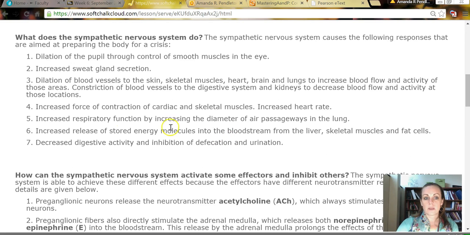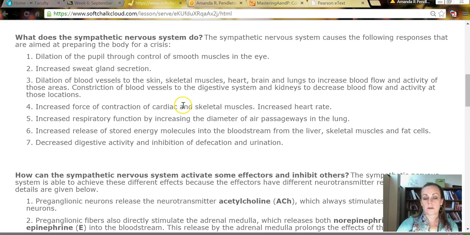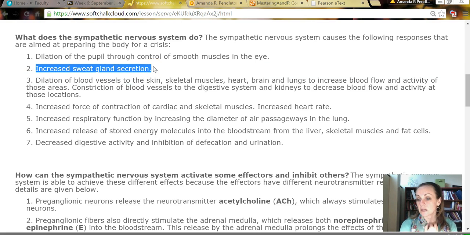Now, for what the sympathetic nervous system specifically does, these are all of the functions. You can read through these yourself. For example, increased sweat gland secretion. Well, that makes a lot of sense. If I'm getting ready to fight or run away, then I probably want to be ready to bring my body temperature down because I'm going to be expending some energy, in my case, probably running away.